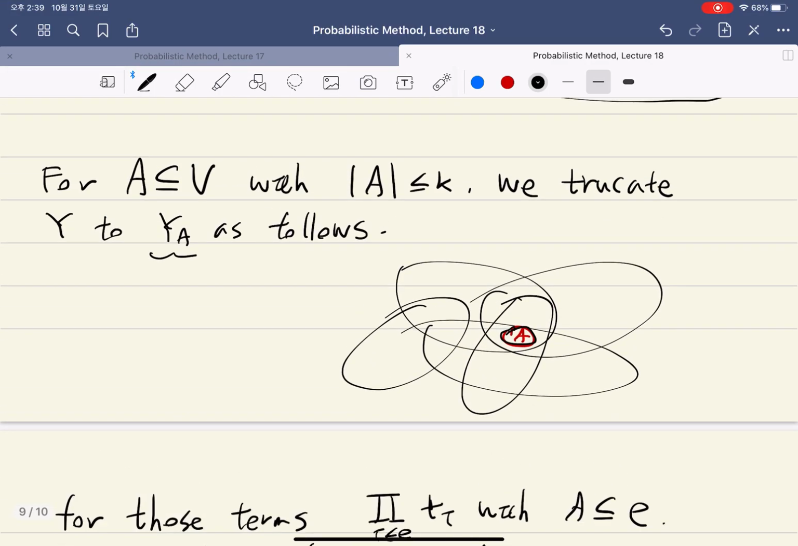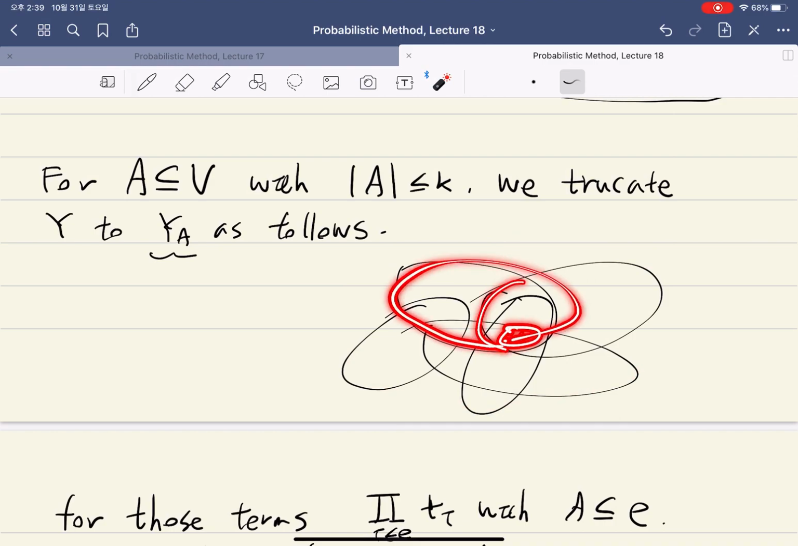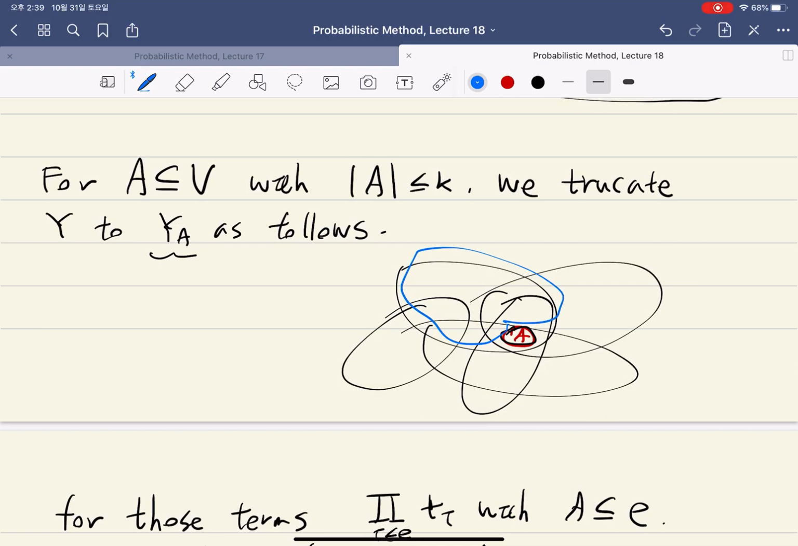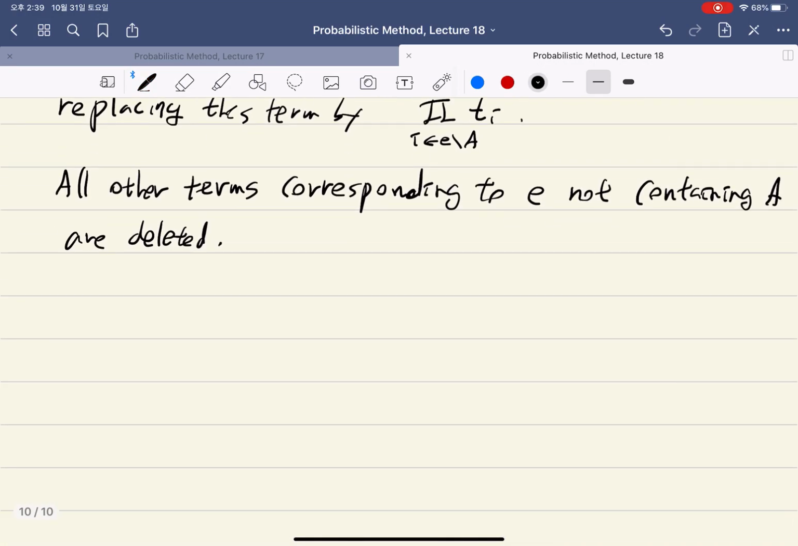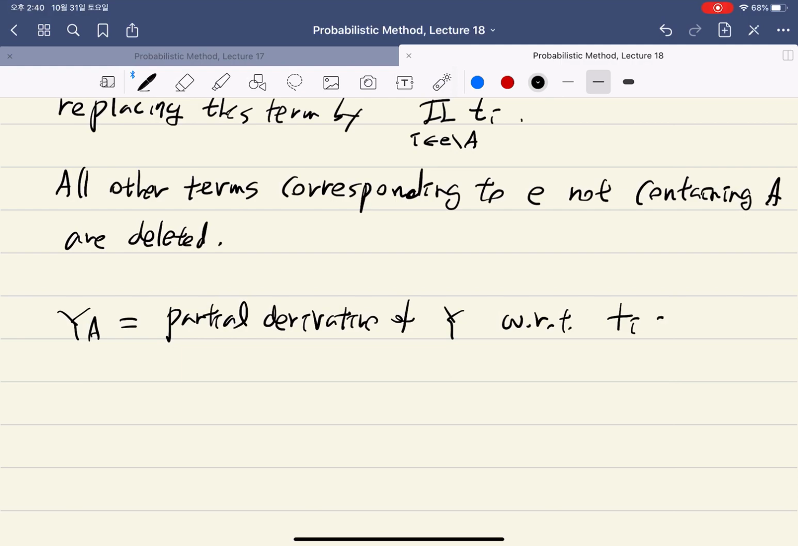So which is exactly as I described in the hypergraph. You have a set A, and you consider all the edges containing it, and for each edge you just delete this A, then the remaining thing you just consider the remaining edges. And for those edges which do not contain A, you just delete them. This is actually the same as the partial derivative of Y with respect to all Ti where i is in A.